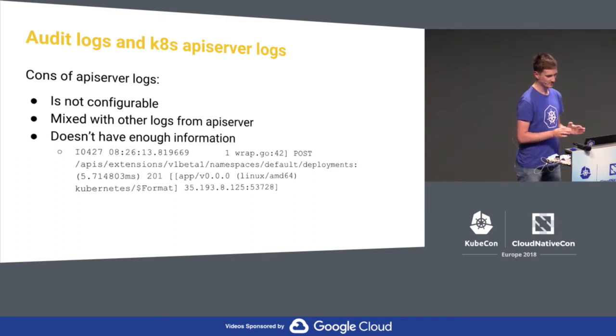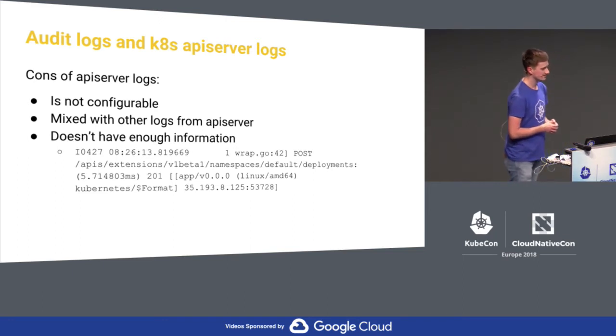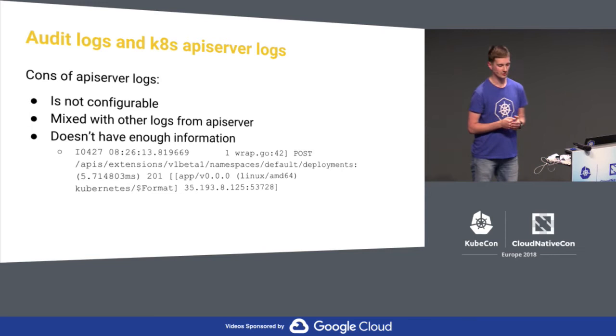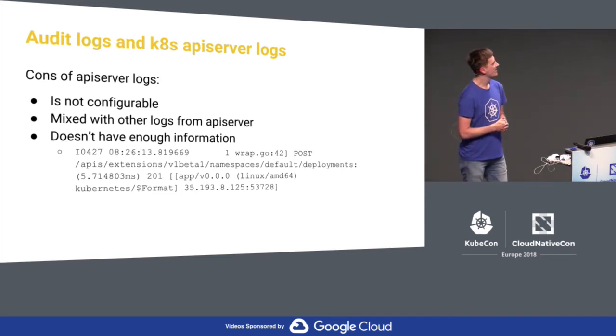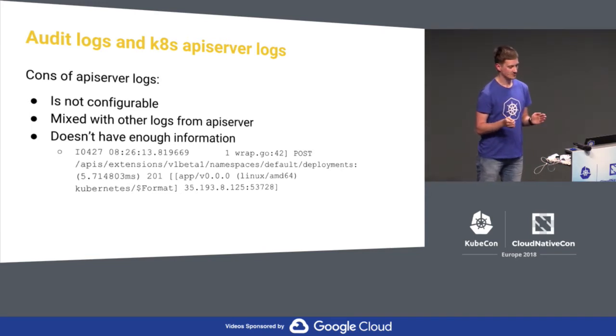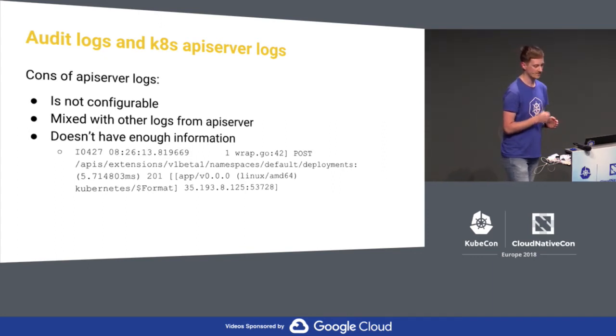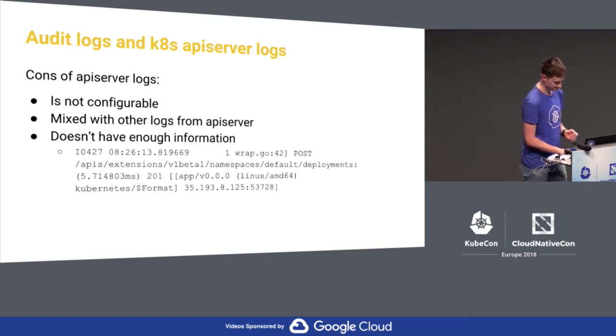And the last point is a bit subjective, I would say. I think that each thing should have only one purpose. And in this case, Kubernetes API server logs should be used to debug problems with the API server, not problems with the Kubernetes cluster.